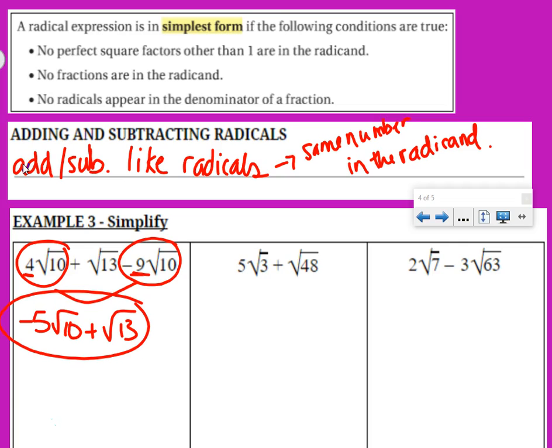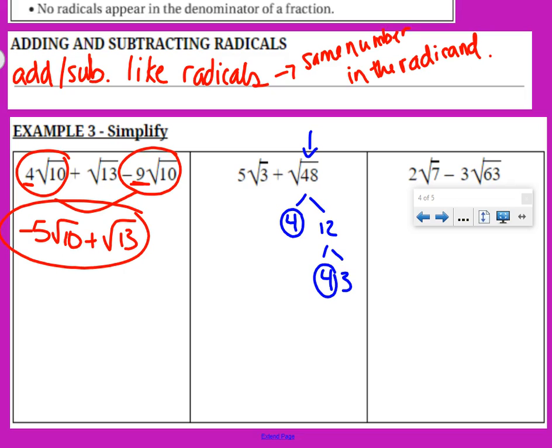5 square root 3 plus the square root of 48. Now the square root of 48 is not in simplest form, so we need to factor that first. Factors of 48 would be 4 and 12. 4 is that perfect square. And factors of 12, 4 and 3. 4 is that perfect square. So we can rewrite the square root of 48 as the square root of 4 times the square root of 4 times the square root of 3 using these factors.